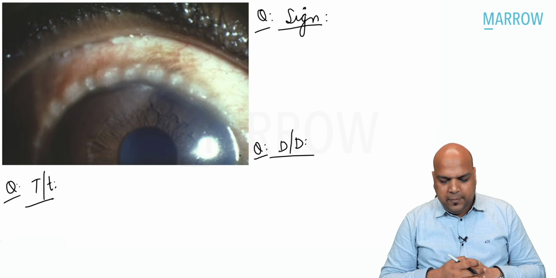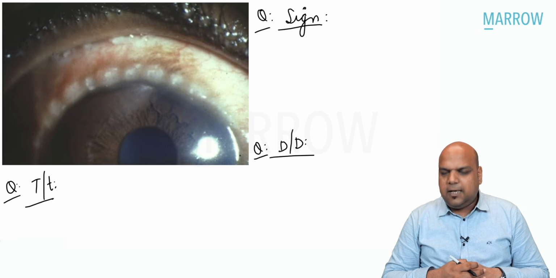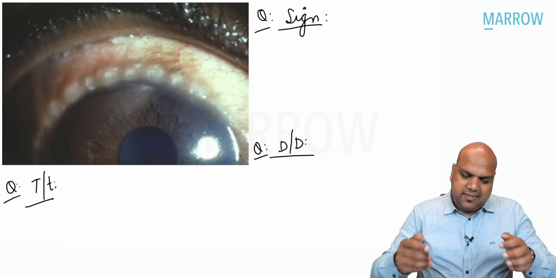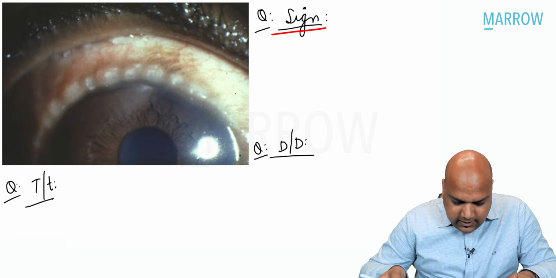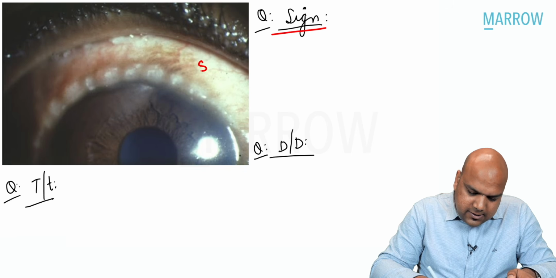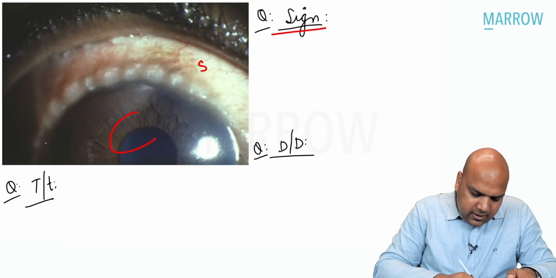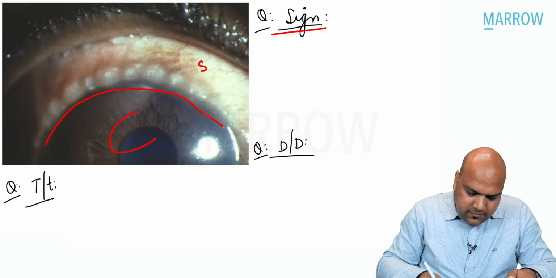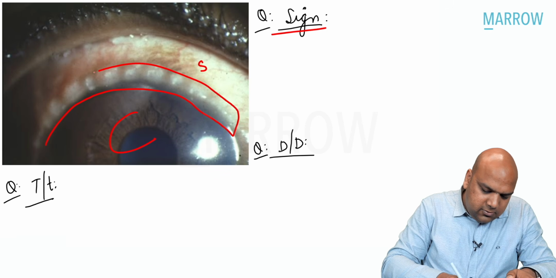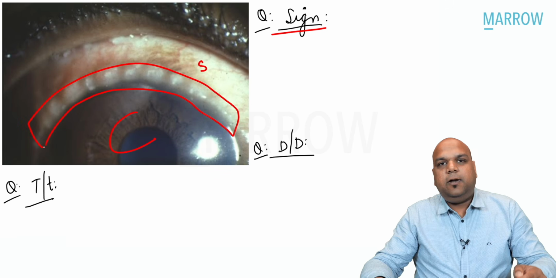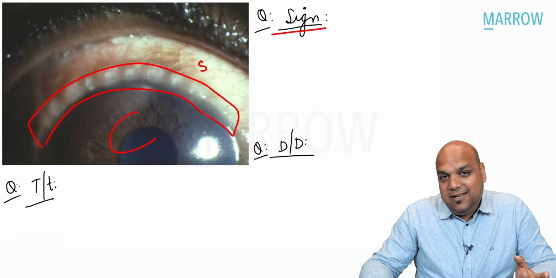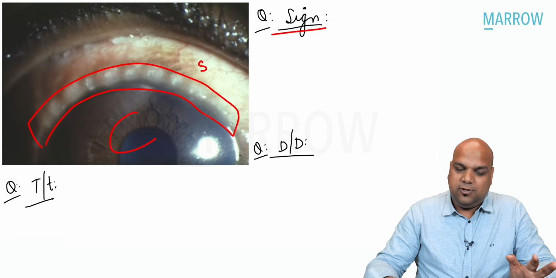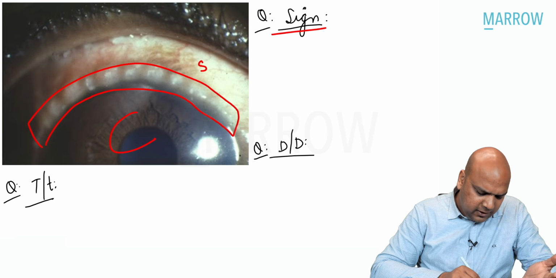Moving on. Let's see this image. What is the sign, guys? Sir, where do we focus? Is it an eyelid question? No, it's not an eyelid question. This is sclera. This is cornea. The first point is where to look. You need to know where to look, right? So what do you see here? You see here that at the limbus there are gelatinous dots or deposits. Now you know the answer.